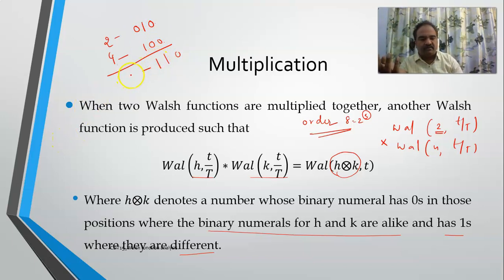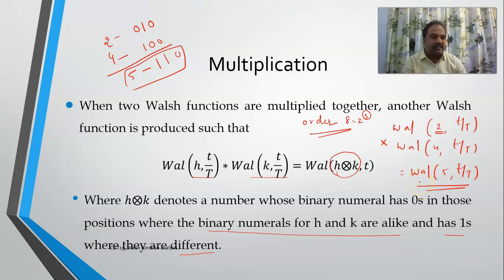So what is 1, 1, 0? It is 6. So if I multiply these two, then I will be getting Walsh of 6 comma t by t. This is the convolution mechanism, the multiplication mechanism.